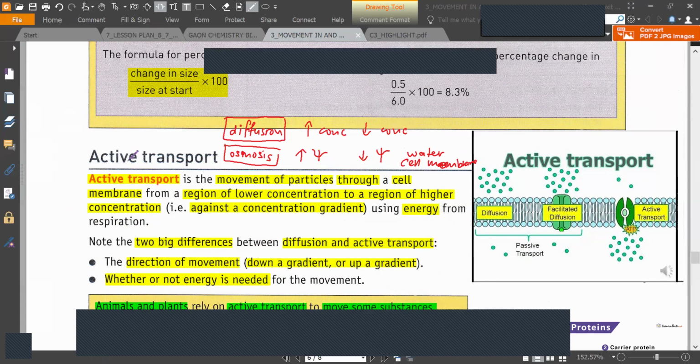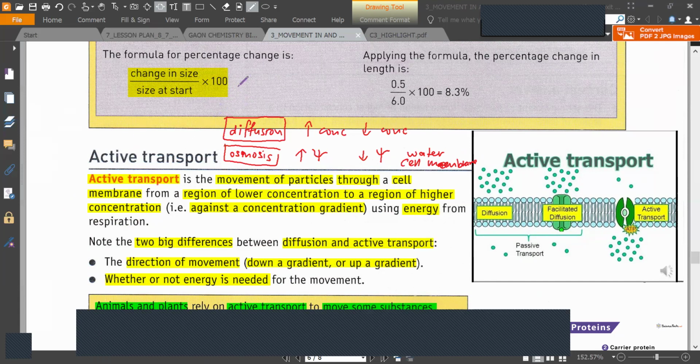So active transport. How about active transport? What's the difference? Active transport, we compare directly with diffusion. Active transport is from low concentration to high concentration. Yeah, it is opposite.